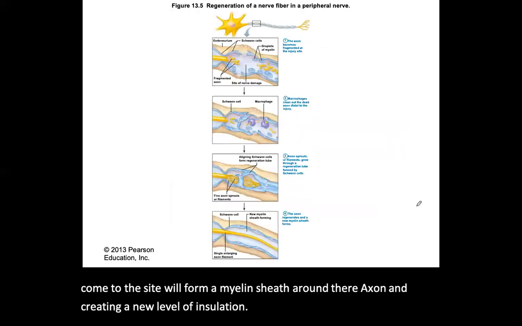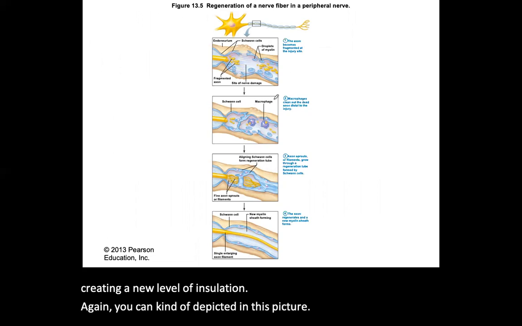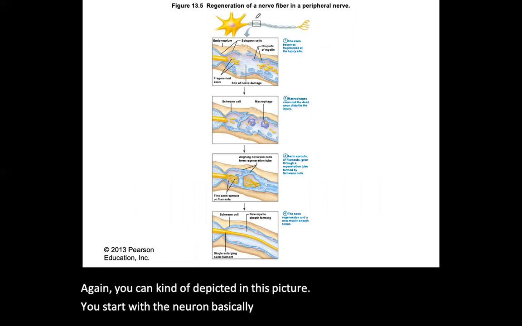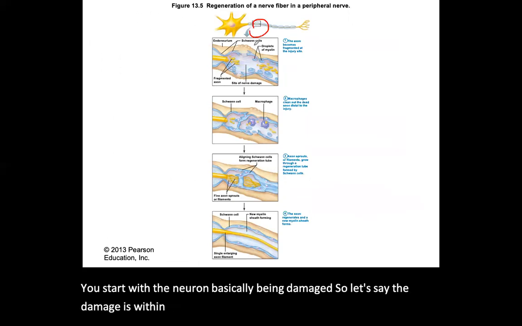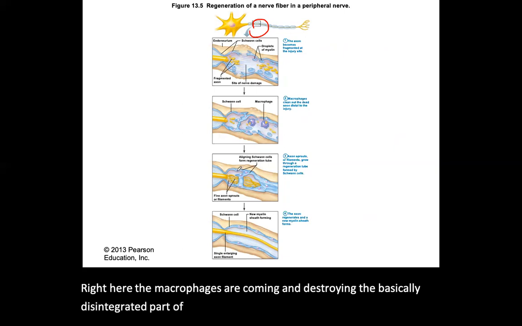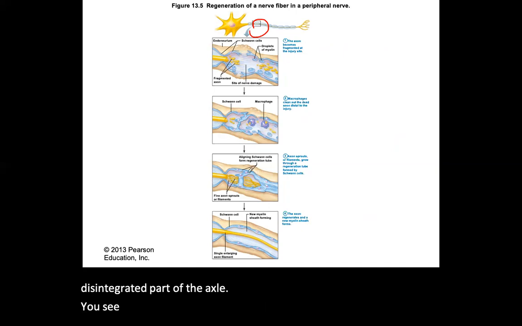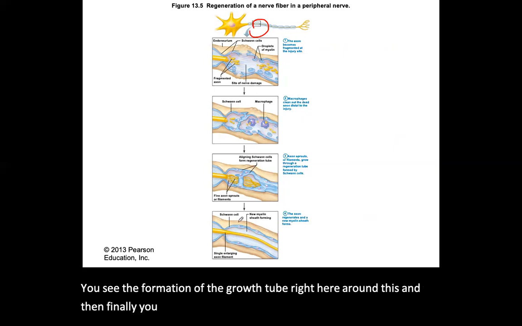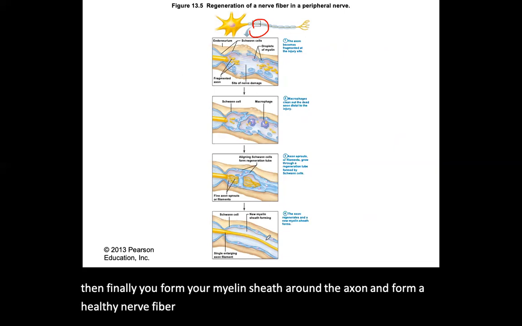Again, you can kind of depict it in this picture. You start with the neuron basically being damaged. So let's say the damage is within this area as depicted here. The neuron is going to seal itself right here. The macrophages are coming and destroying the disintegrated part of the axon. You see the formation of the growth tube right here around this. And then finally, you form your myelin sheath around the axon and form a healthy nerve fiber, very similar to what we started with.